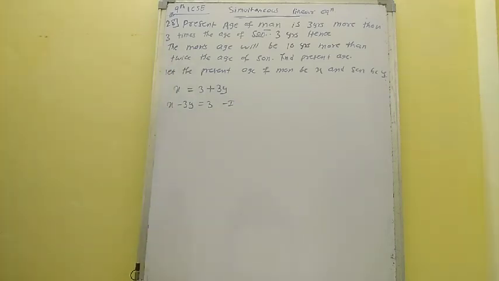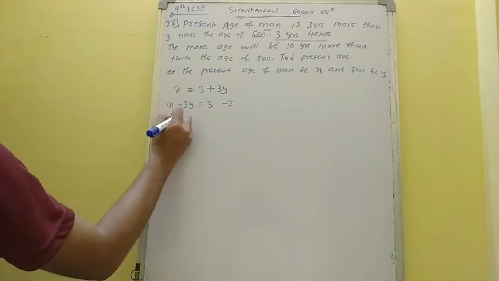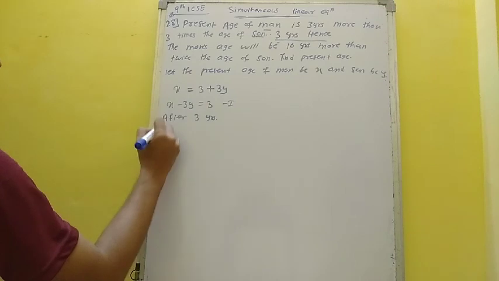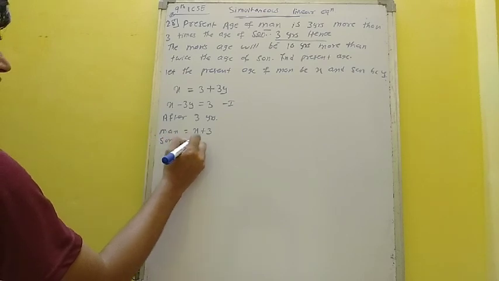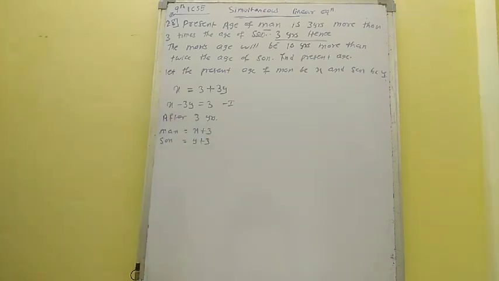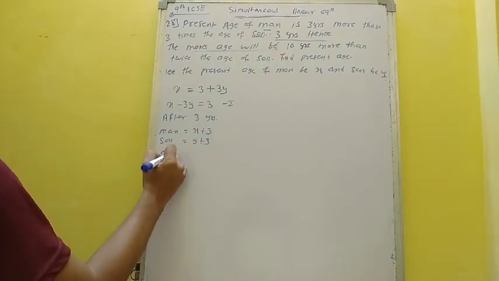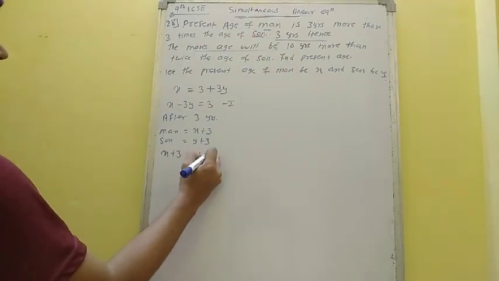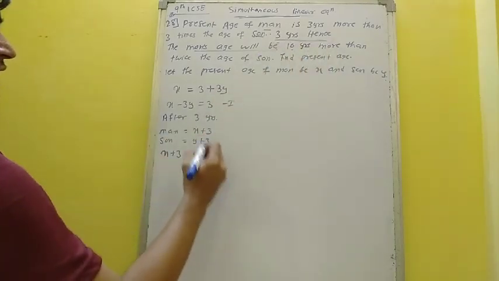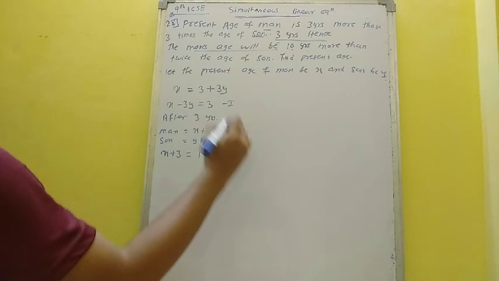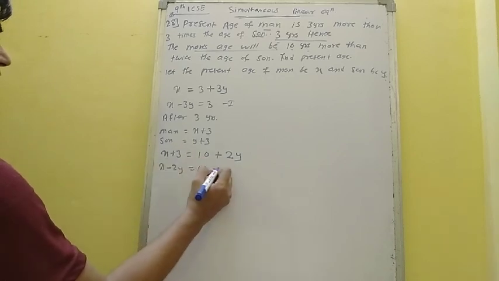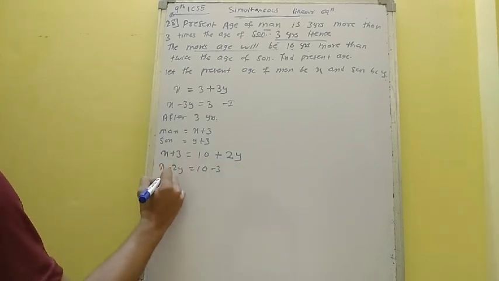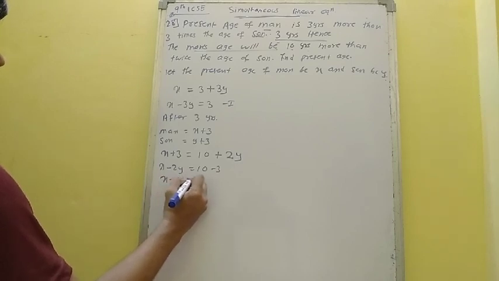Equation number 1. Okay. 3 years hence means after 3 years. Therefore, after 3 years, man's age will be x plus 3. Son's age will be y plus 3. After 3 years, man's age will be 10 years more than twice the son's age. Okay, so read each and every word properly and you can easily frame the equation. 2y will come here and 3 will go there. So x minus 2y is equal to 7.